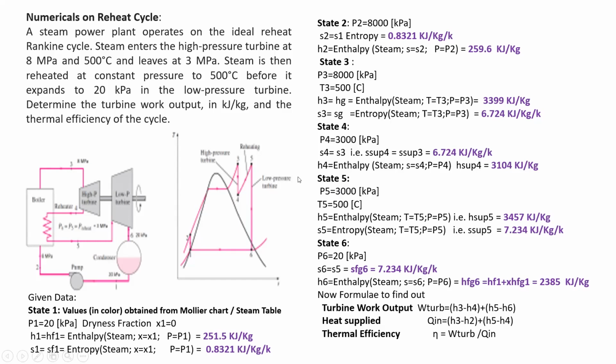It is again reheated and taken to the original conditions, that is 3000 kilopascals, and T5 is 500 degrees centigrade. Therefore, knowing the two conditions, you can find the value of H5 from the steam table, that is H5 equal to 3457, and S5 equal to 7.234 kilojoules per kg Kelvin.